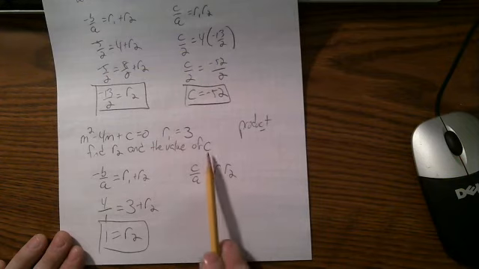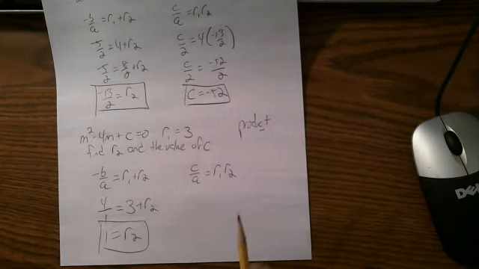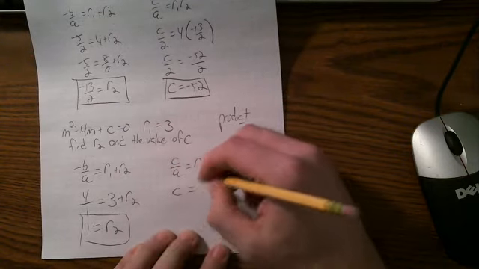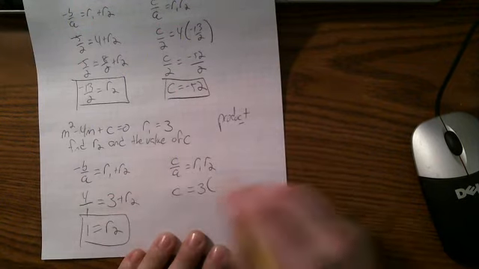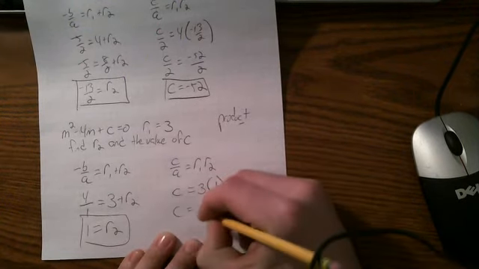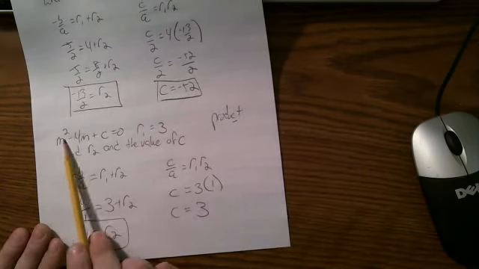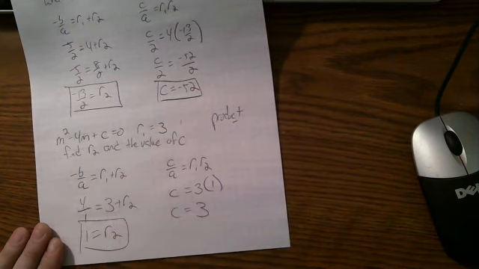And the reason we're using product to determine the value of c is because the product formula has a c in it. So we'll be able to solve for the unknown value of c using the product of the roots formula. So c over a, which is c over 1, equals root 1, 3, times root 2, 1. Therefore, c equals 3. So, that means m squared minus 4m plus 3 has roots of 3 and 1.